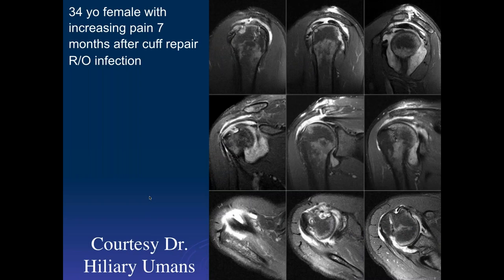Sam. 34-year-old, increasing pain 7 months after a rotator cuff repair, rule out infection. I'd say there's an infection. If they were already in there, they didn't see any of this. If it's new, then it's got to be an infection. I don't know what else would cause it. What are your findings? There's a lot of synovial thickening. There's an effusion. There's also a subacromial subdeltoid effusion.